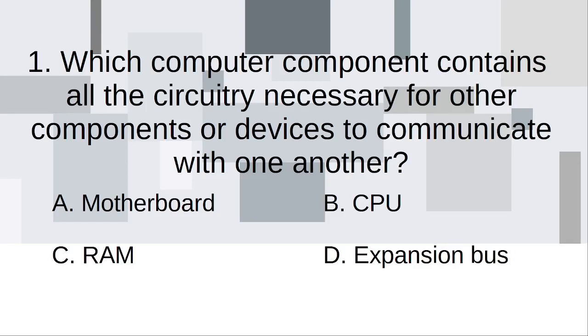Question 1 says, which computer component contains all the circuitry necessary for other components or devices to communicate with one another? A. Motherboard. B. CPU. C. RAM, also known as random access memory, or D. expansion bus. I'll give you guys a couple seconds to think about it and to answer that.